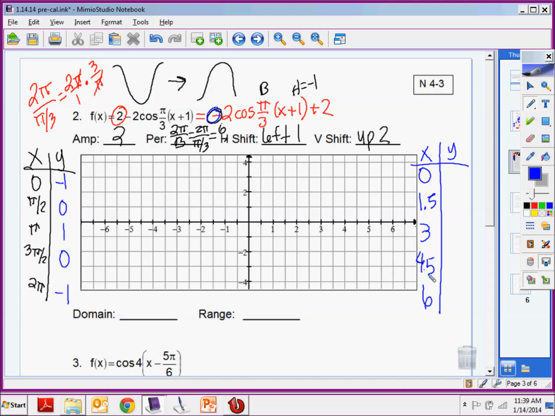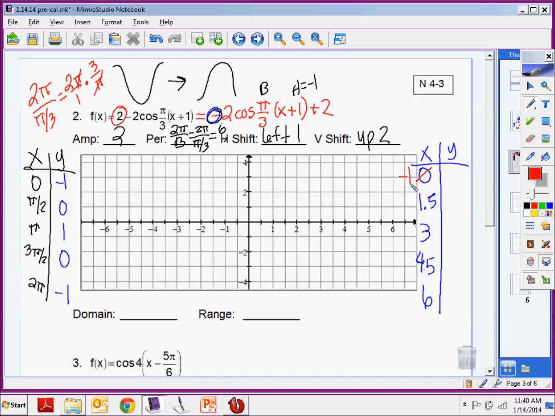Okay? And that's because my period has changed. So my period is now no longer from 0 to 2 pi, it's from 0 to 6. So I had to acknowledge the fact that my period changed. Now that I've acknowledged that, to every one of these numbers, what do I need to do? Subtract 1, because I need to move it to the left. So 0 minus 1 is going to give me what? Negative 1. So instead of a 0, this is a negative 1.